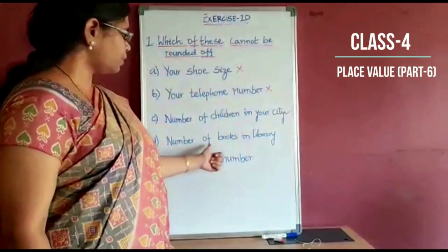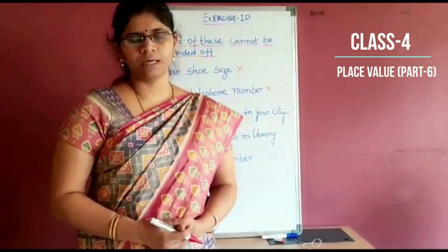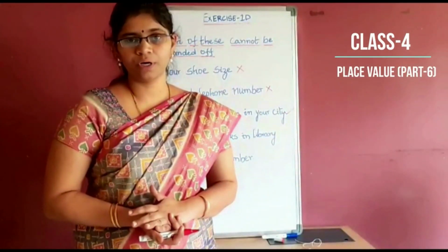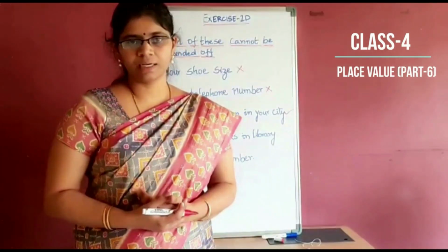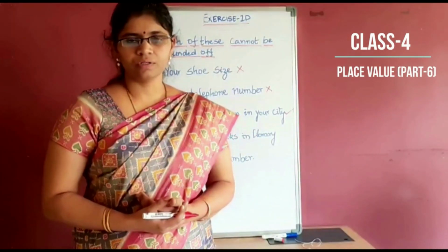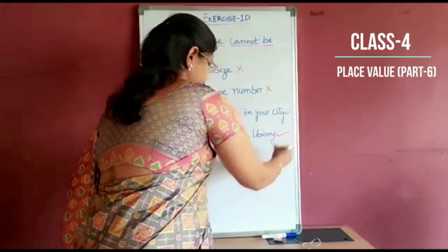Now here, number of books in the library. There can be many books in the library. Exactly the number of books, you know, no need to tell. You can say approximately some 2000 books are there in our library. Okay, so here the concept of rounding off is used.